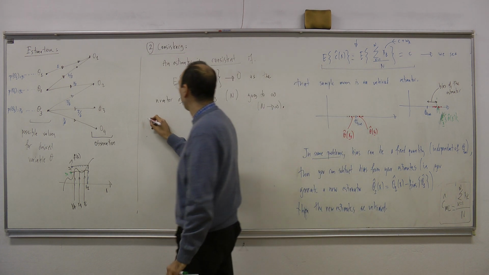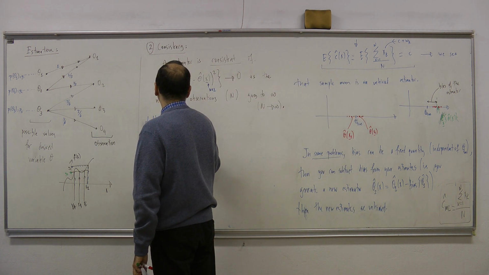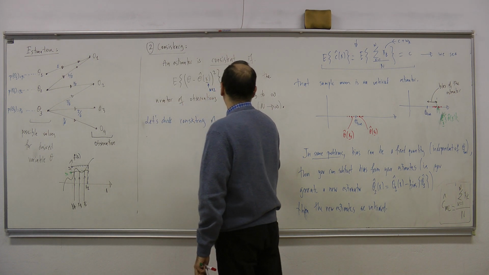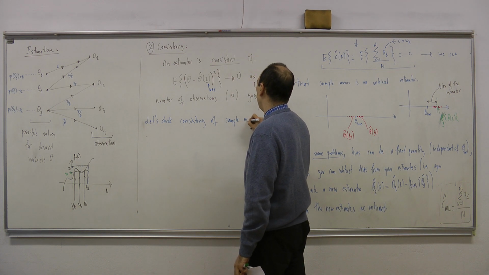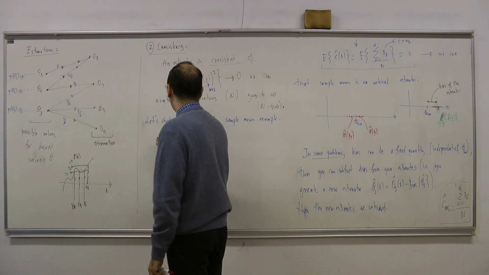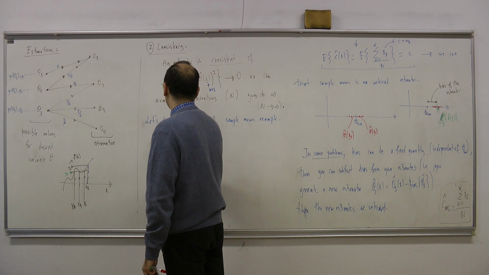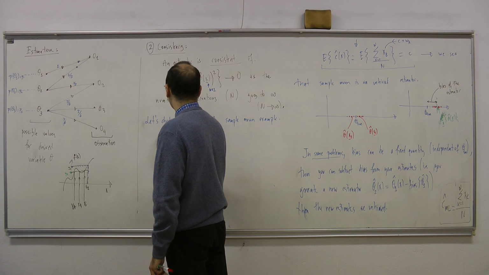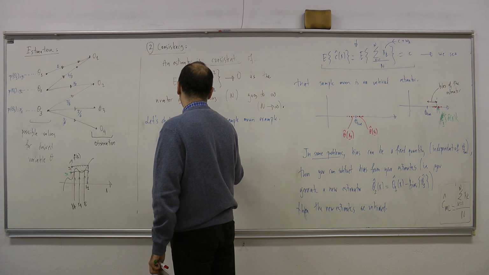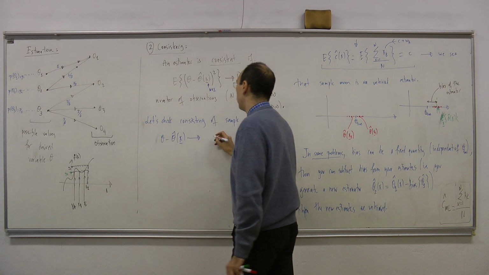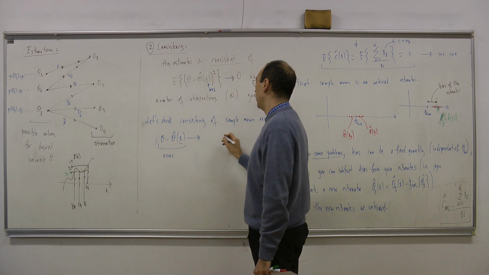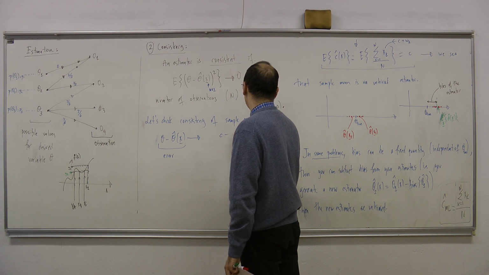So let's check the consistency of the sample mean example. Let me define this error. Theta minus this, in this example, corresponds to, so this is my estimation error. This is theta minus this thing.